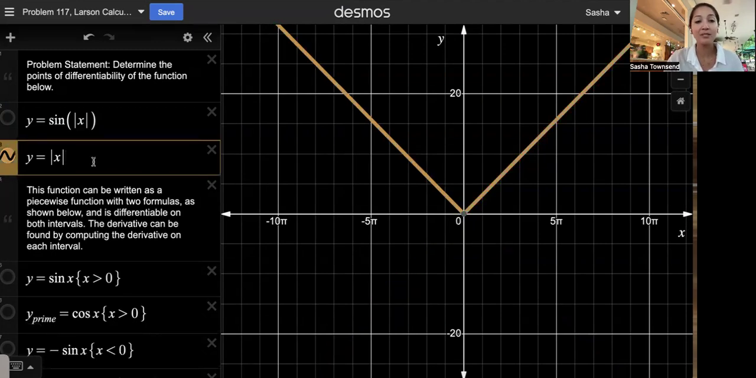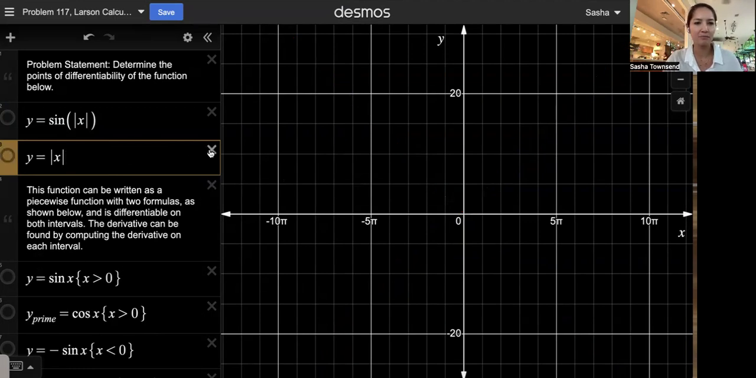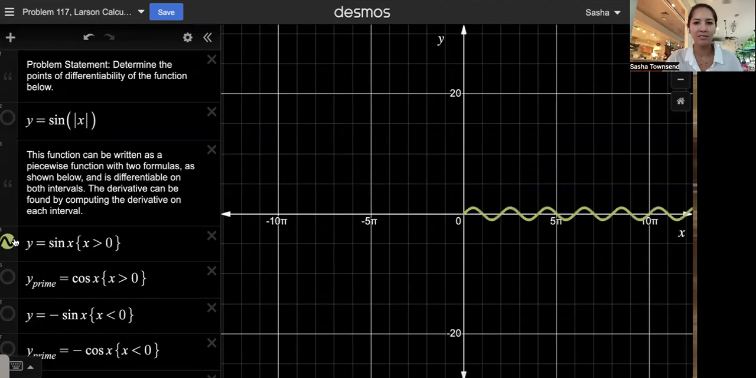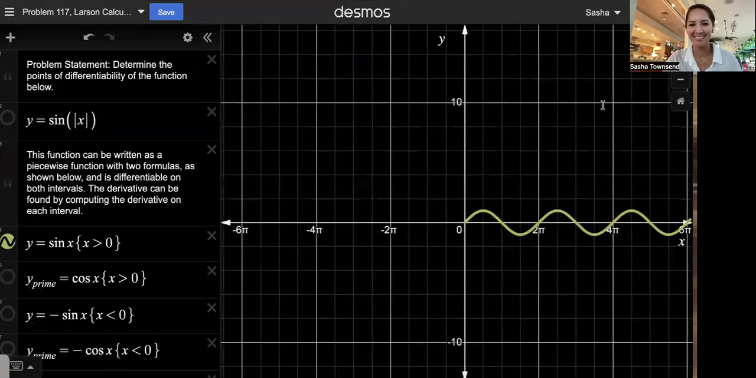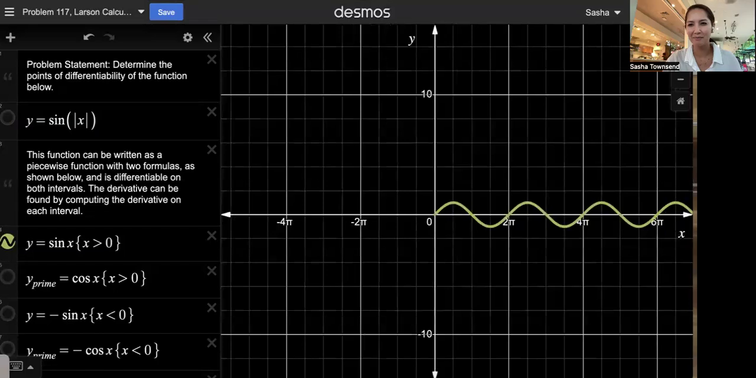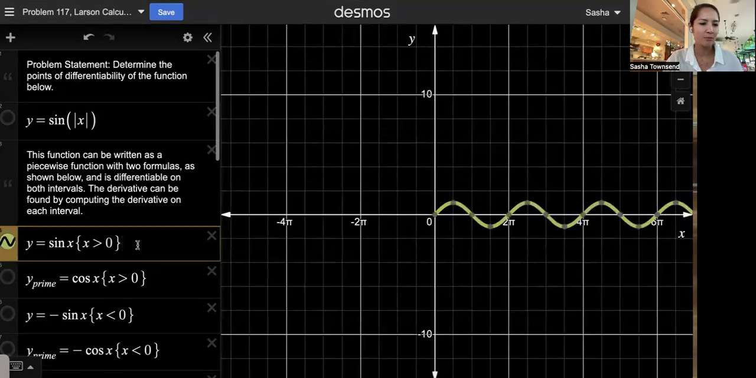So we're substituting either x into sine of x or negative x into sine of x. When we substitute x into sine of x, well, we just get the typical sine function, which is just like that. Nothing fancy. That is our sine function right there. And the derivative of sine is cosine. So we can take the derivative on that interval as well.